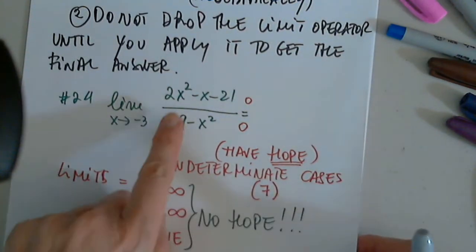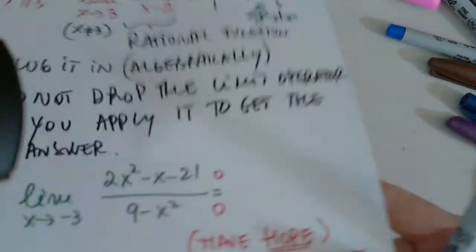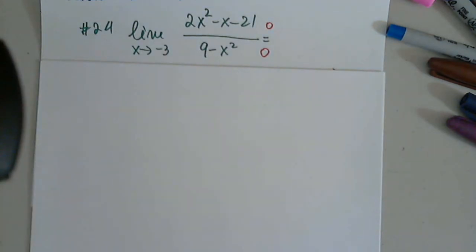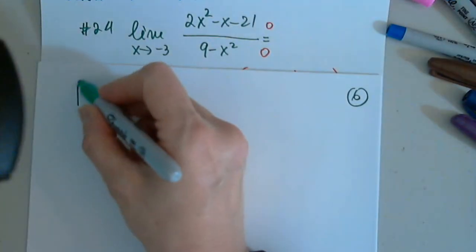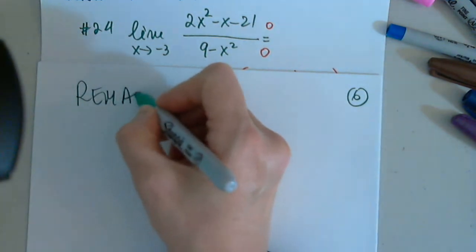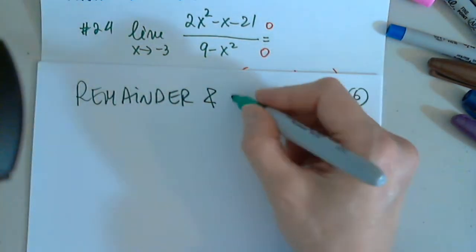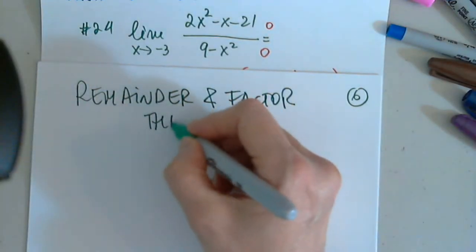Can anyone give us the factored form of the numerator? And I would like to give you a little trick here. The little trick comes from the remainder and factor theorems.